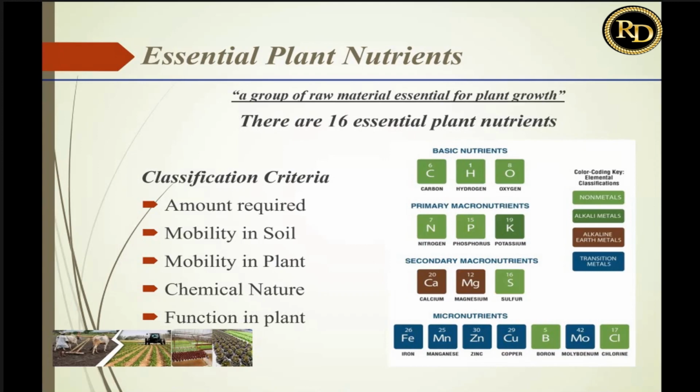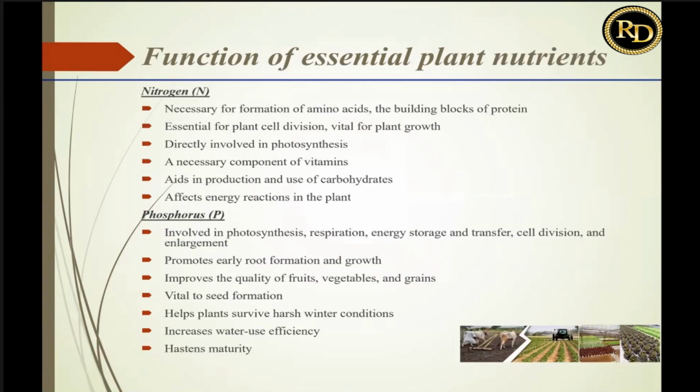What are those nutrients which are highly mobile? Take nitrogen: nitrogen is always mobile. It's very energetic. The moment the root absorbs it, it reaches the top of the plant, and that's how deficiency appears on the lower leaves of plants. And then there is chemical nature and function in plants. So these are some of the criteria based on which you can classify your essential nutrients.